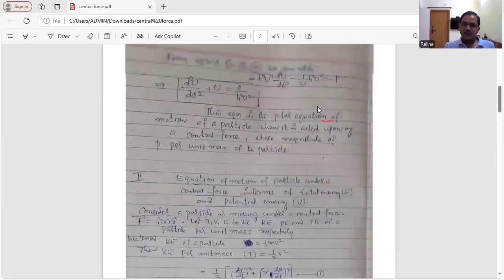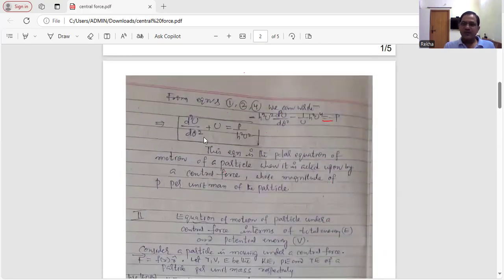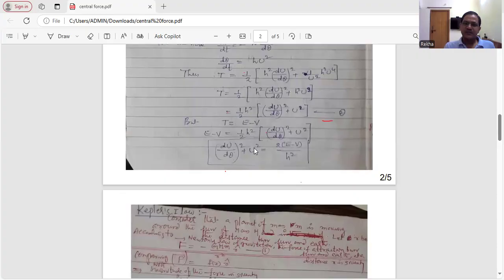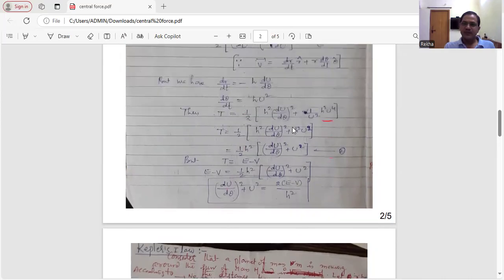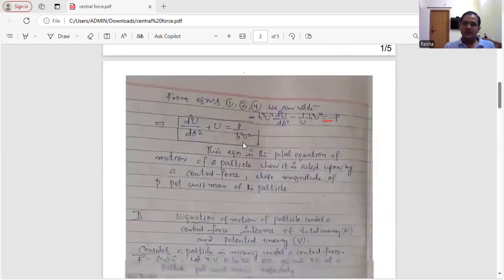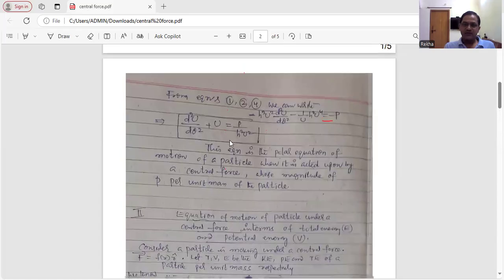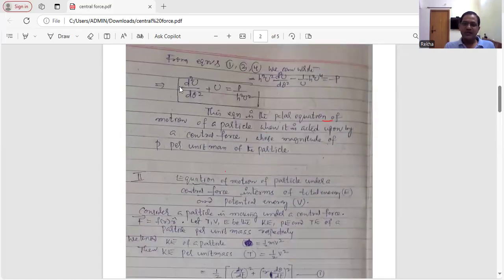The general equation, what is that? d square u by d theta square plus u is equal to p by h square u square. So this equation is in terms of force, and the other is in terms of total energy and potential energy of the particle moving under the central force. Here du by d theta whole square plus u square equals 2 into E minus V by h square. You should remember that. So when you are writing the equation, you should know each and every term.